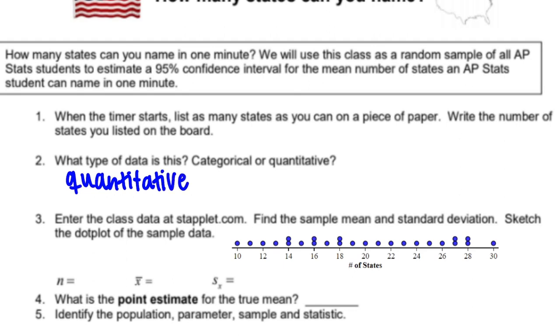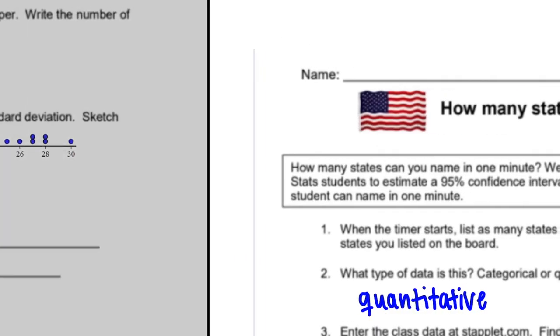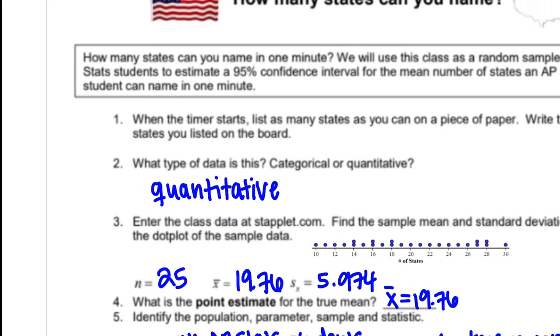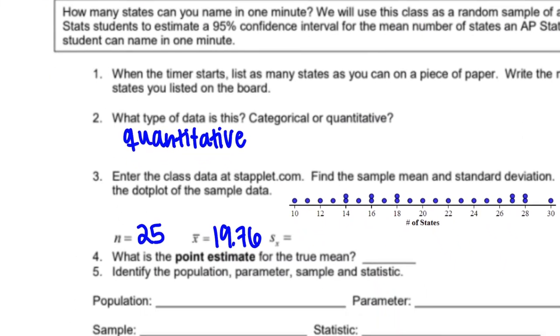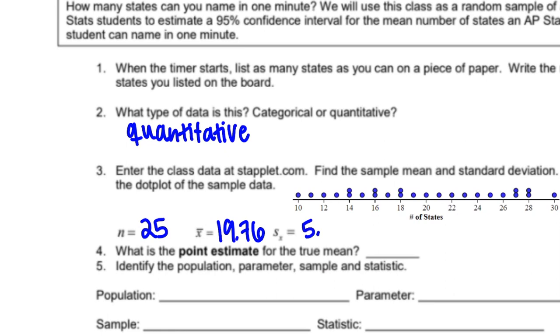For number 3, our sample size, if you're using this dot plot, is 25. Our x-bar was 19.76, and our s was 5.974. I forgot, so I had to look it up, sorry. Now, I just wanted to remind you that a point estimate is the estimate from your sample. If we're trying to estimate the true mean, then our point estimate is the sample mean. So I'm going to write x-bar equals 19.76 there.